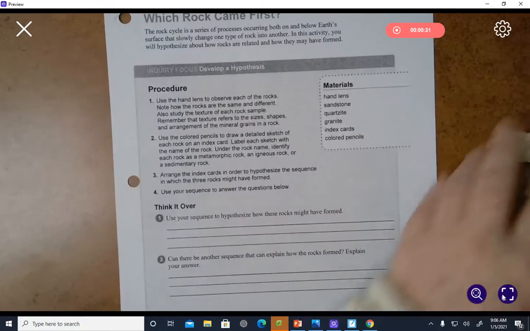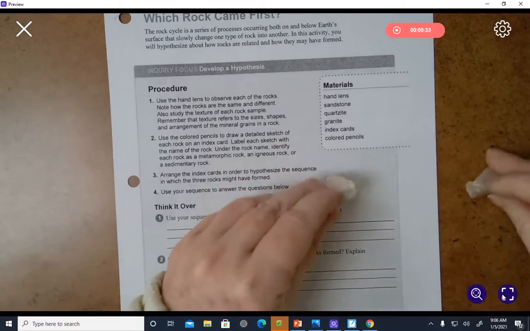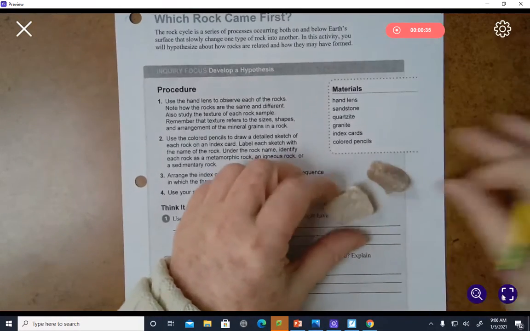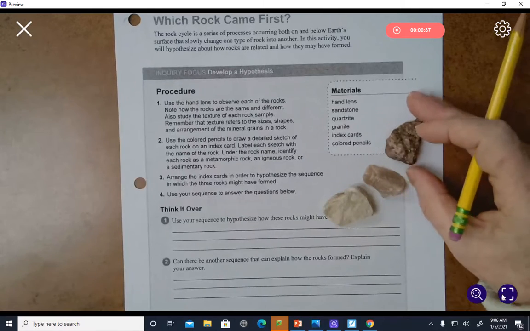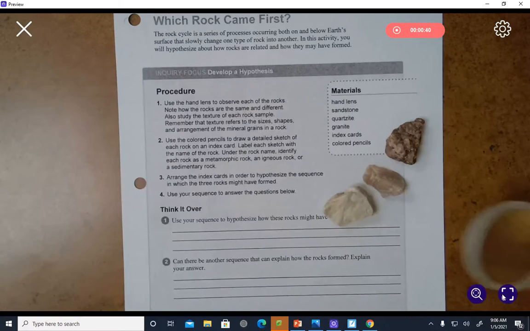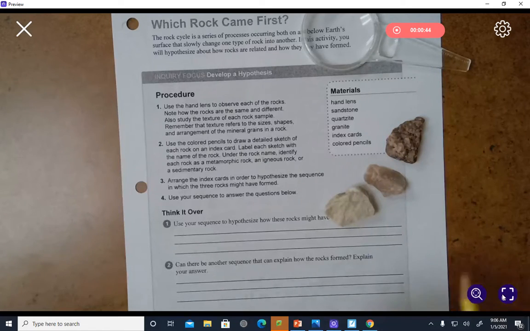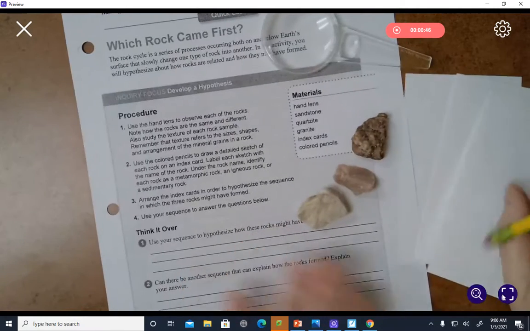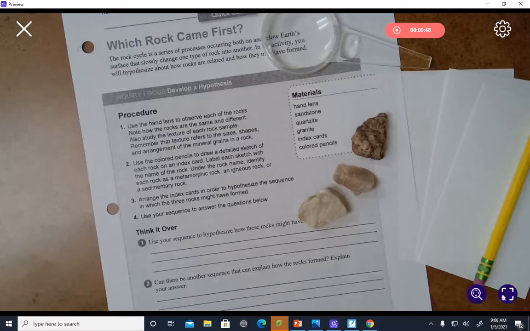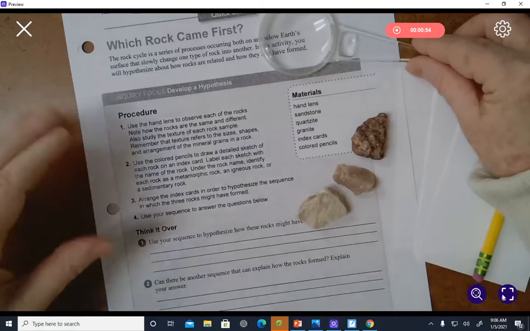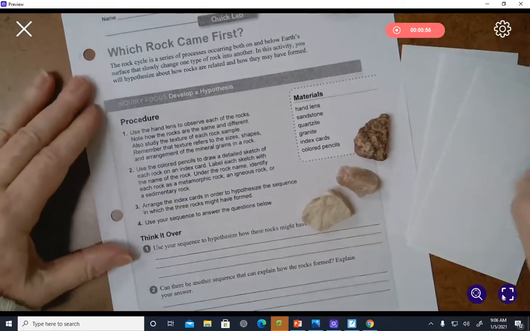So the materials are some sandstone, some quartzite, and a piece of granite. A hand lens is always helpful, some index cards, and then maybe some colored pencils or something if you were going to be drawing these rocks with. As always, read the directions.